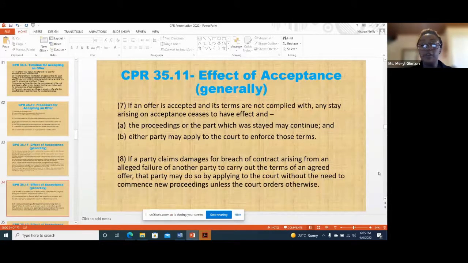If a party fails to comply with the terms of the accepted offer, then the stay is automatically lifted. There's no need to apply to lift the stay. And the proceedings on that part of the claim to which the stay was in place and which the terms of the offer related to, those proceedings can either now continue or the party can apply to the court to enforce the terms of the settlement agreement. Also, if a party suffers damages for breach of contract arising from a failure to comply with the terms of an agreed offer, then that party can now apply to the court to assess those damages without having to start a new action on the settlement agreement itself.